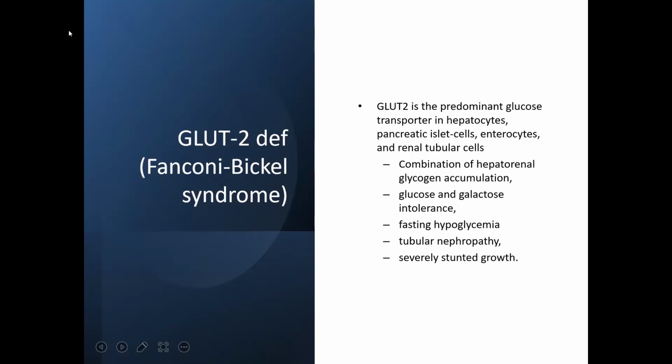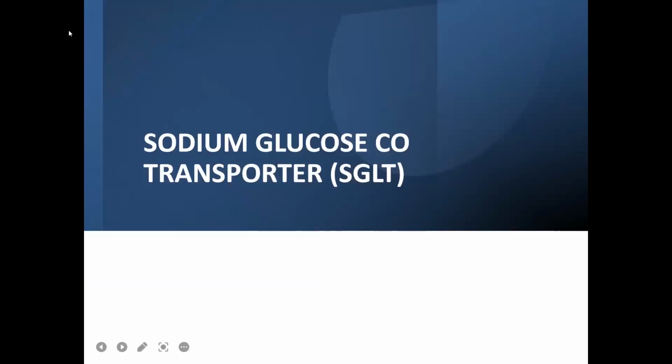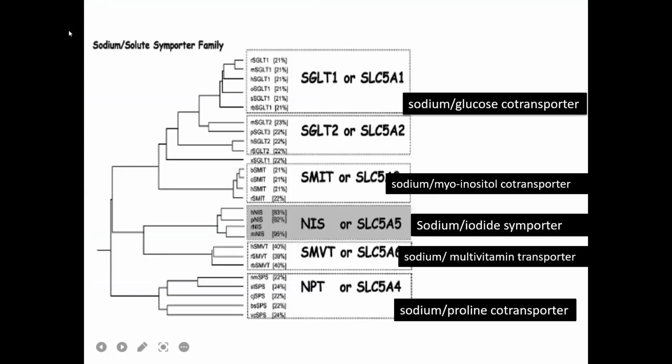Again, GLUT2 deficiency. They have hepatorenal glycogen accumulation. Now the treatment for this, even for glycogen storage diseases, is SGLT2 inhibitors. SGLT2 inhibitors are being successfully used for glycogen storage disease treatment.